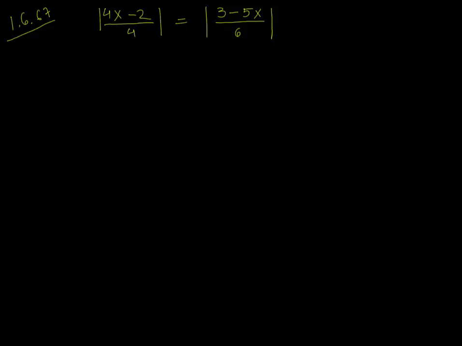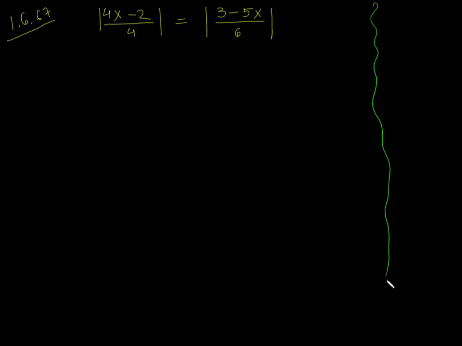Hello and welcome. In this video we're going to take a look at how to solve this absolute value equation. So in this case you're given absolute value of (4x minus 2) over 4 equals absolute value of (3 minus 5x) over 6.